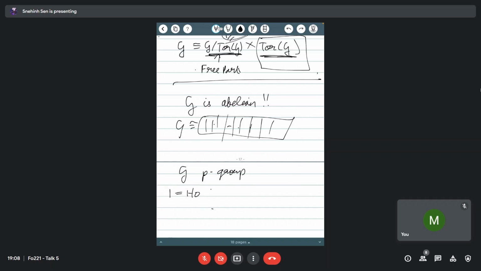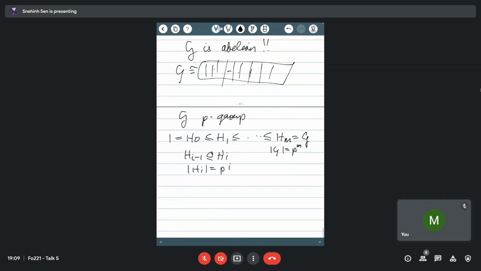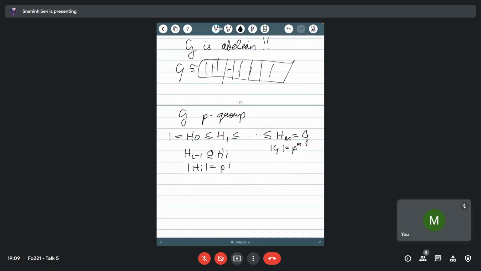This is equal to H0, less than or equal to H1, and so on, up to Hm, which is equal to G, such that each Hi minus 1 is normal in Hi. And you also have the size of Hi is equal to P power i, where the size of G is P power m, of course. You know this. Like we stated this part. And also, like P groups, we have not exactly categorized all the P groups, but we have briefly discussed that there is a nice structure, or that there is the converse of Lagrange theorem over there.